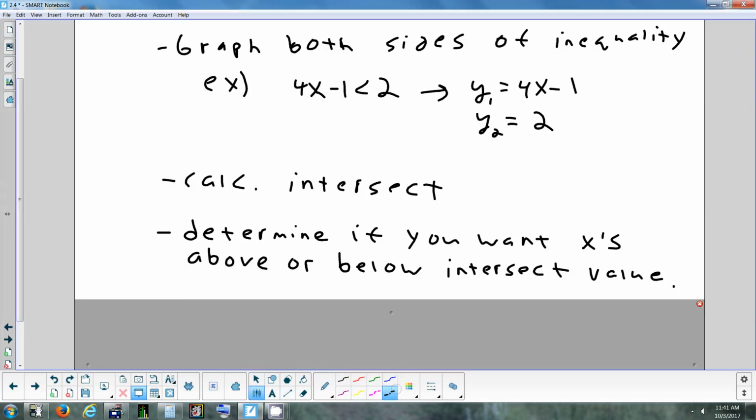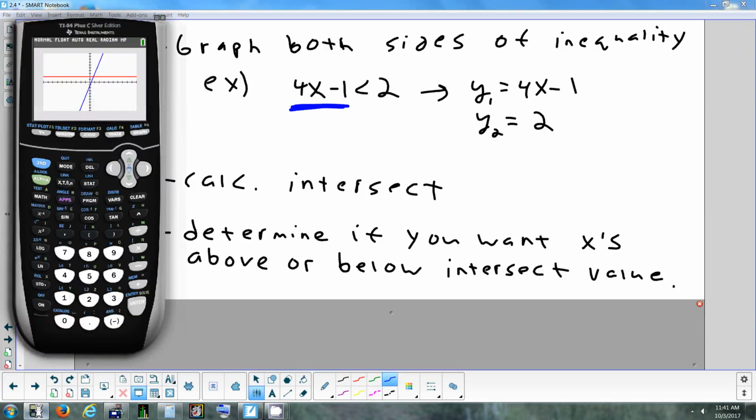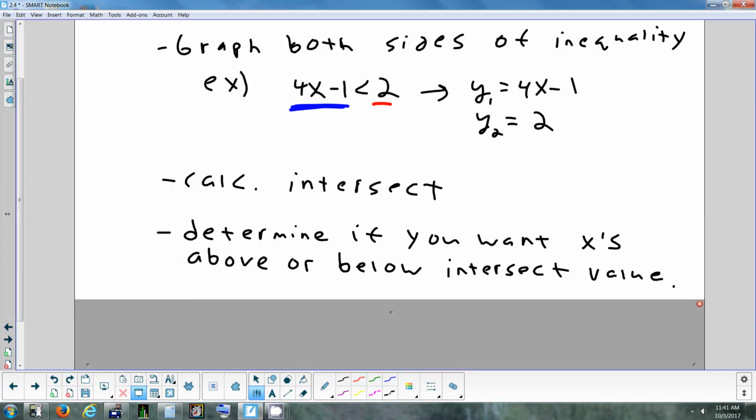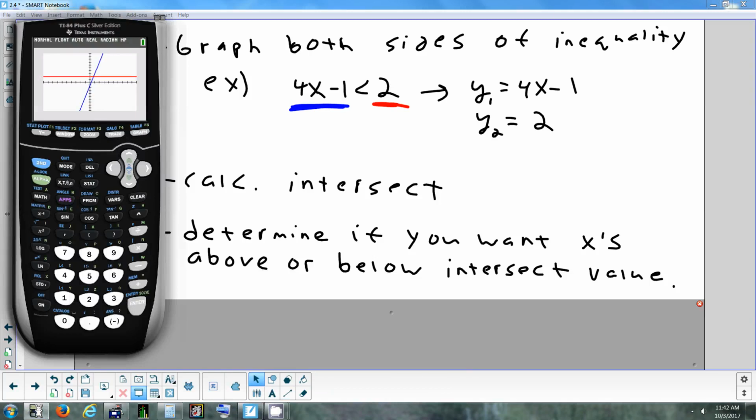Y equals 2, that's the red one. So what I'm looking for is where is the blue graph less than the red graph. So first, let's find exactly where they cross. So second calc, intersect. So they cross at 0.75. Would I want x values below 0.75 or above?